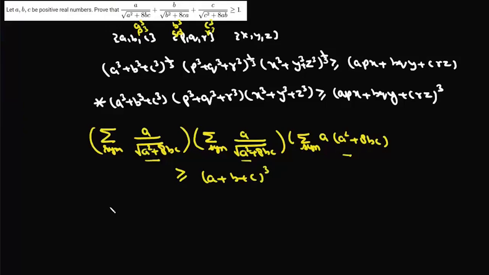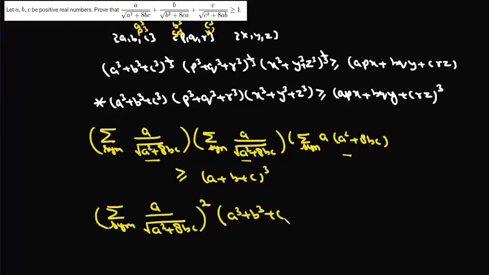So now we can write this symmetric sum a upon under root of a square plus 8bc, whole square, into, now this symmetric sum will be a cube plus b cube plus c cube plus 8abc plus 8abc plus 8abc, and that will be 24abc, will be greater than or equal to (a plus b plus c) whole cube. So we have written this using Holder's inequality.